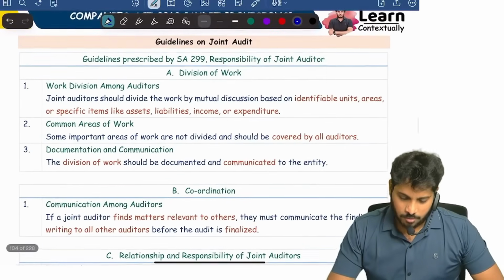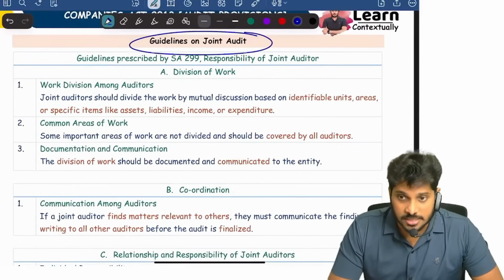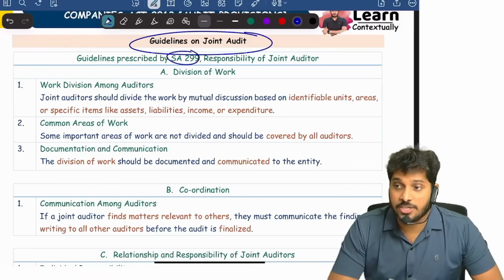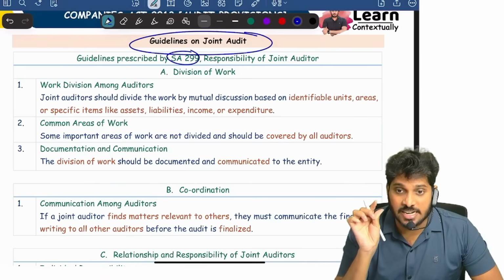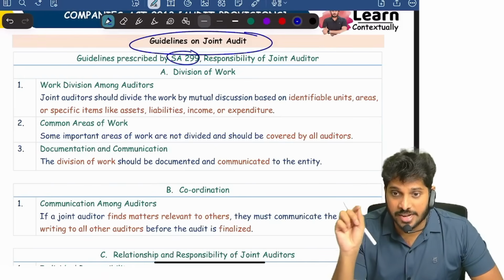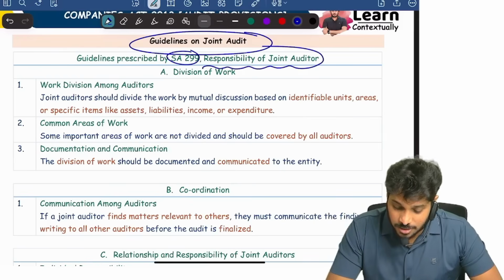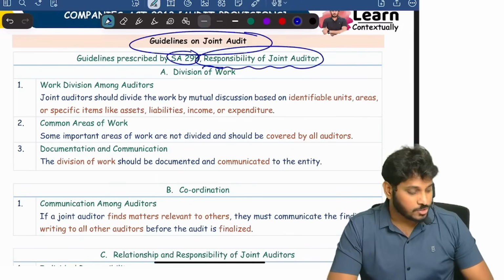Now, what are the guidelines for joint audit? There is an auditing standard called SA 299, joint audit of financial statements. The standard heading is what? Joint audit of financial statements. Once upon a time there was another heading called responsibility of joint auditors. Another heading is what?